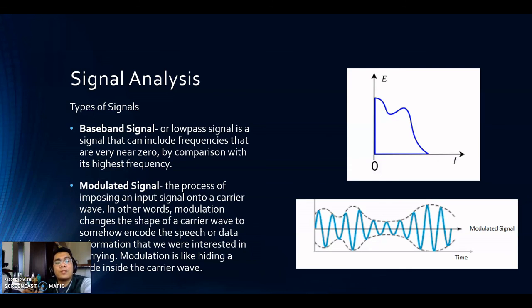Okay. Another type of signal is the modulated signal. A modulated signal undergoes a process called modulation. So modulation is the process of imposing an input signal onto a carrier wave. In other words, modulation changes the shape of a carrier wave to somehow encode the speech or data information that we are interested in carrying. So, to keep it short and simple, modulation is like hiding a code inside the carrier wave. And we can see in the lower right-hand side of your screen the characteristics of a modulated signal.